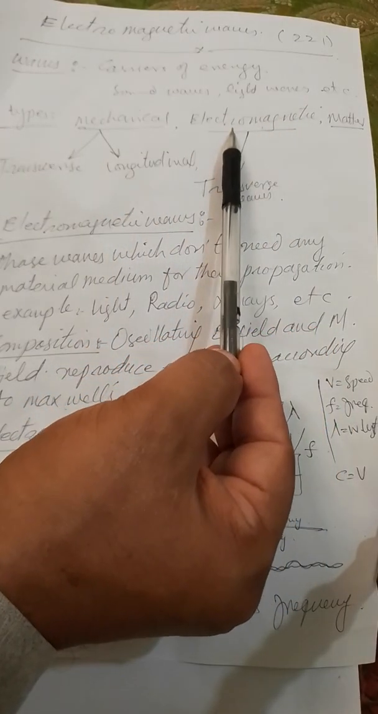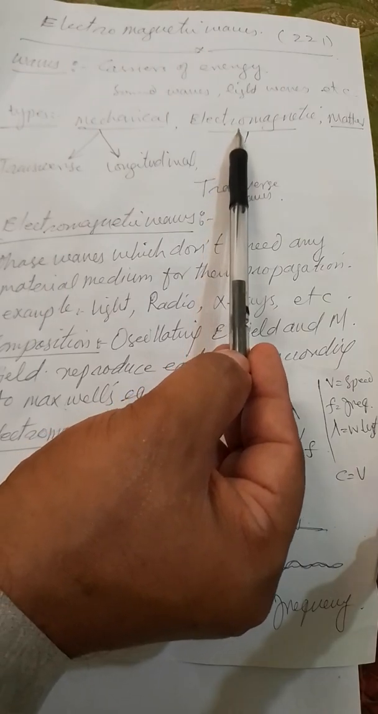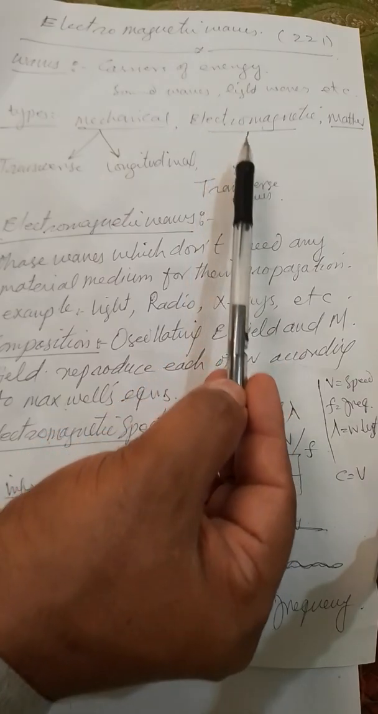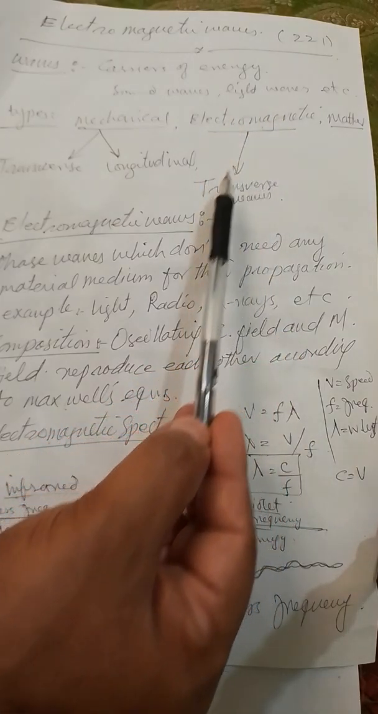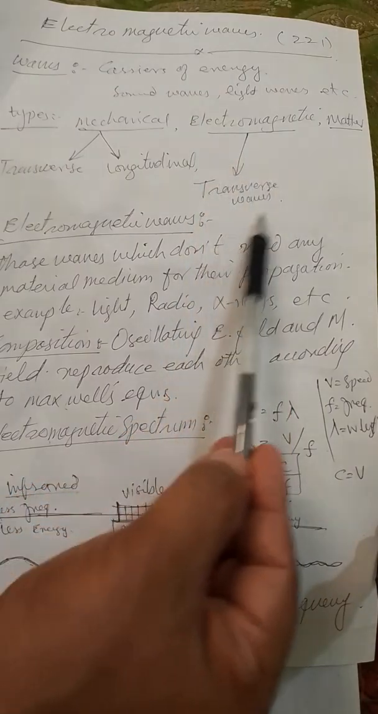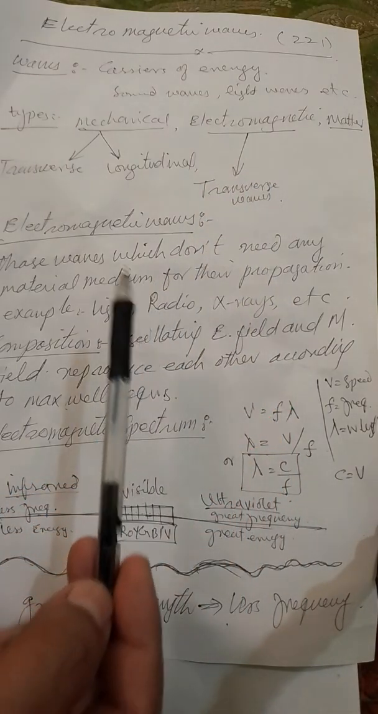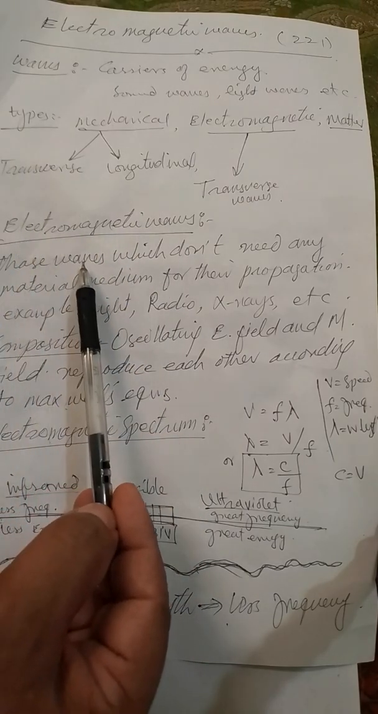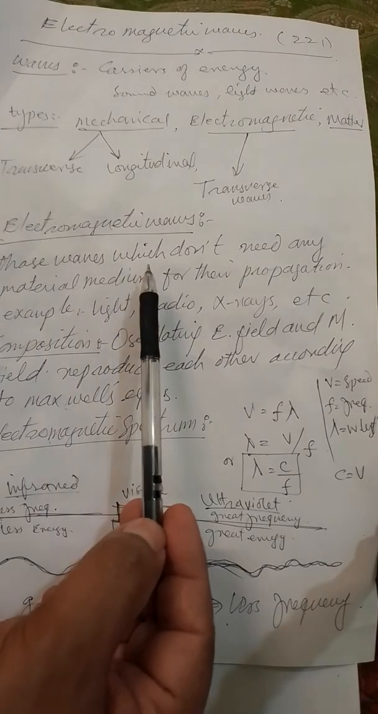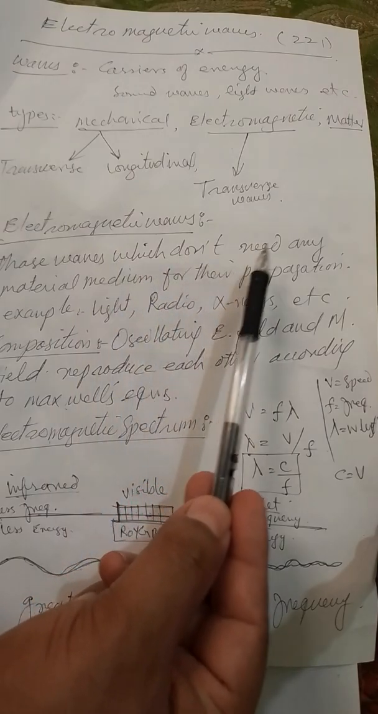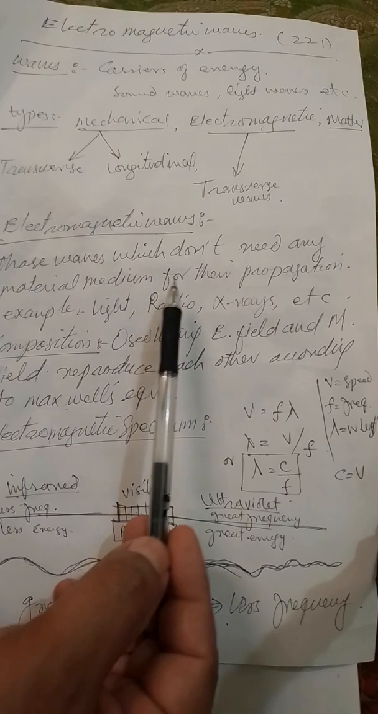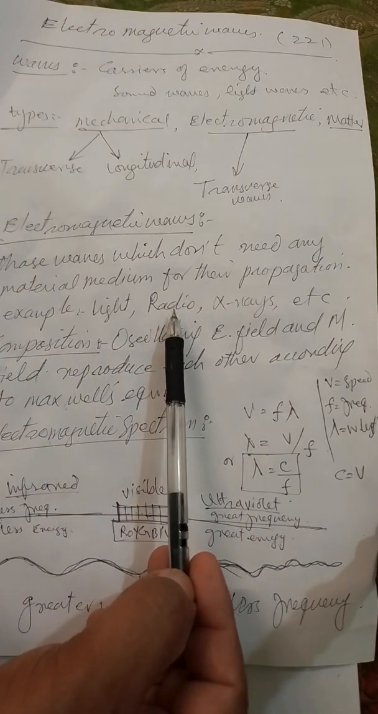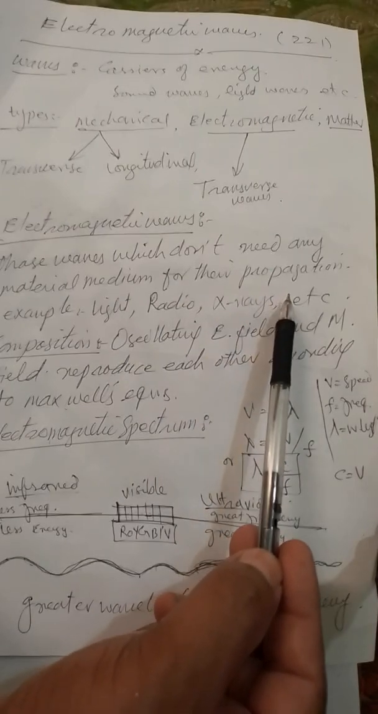Electromagnetic waves are those waves which do not require a material medium for their propagation. For example, light waves. Electromagnetic waves are only transverse in nature. What are electromagnetic waves? These waves do not need any material medium for their propagation. For example, light waves, radio waves, X-rays, gamma rays, etc.